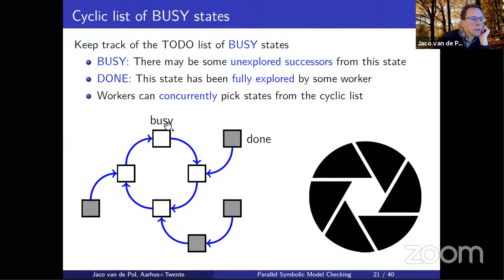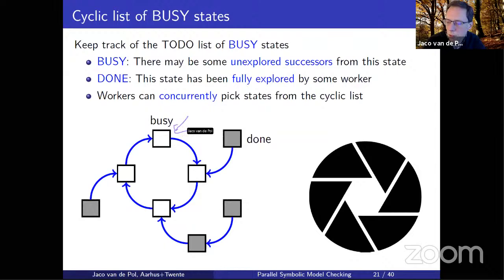So a state is busy if it still has to be taken care of. It's an open state, not completely explored. And a state will be done if it's completely explored. So the done states are completely explored. And this has a nice property because the busy states form a cycle, so maybe the workers can work on this in a parallel way.